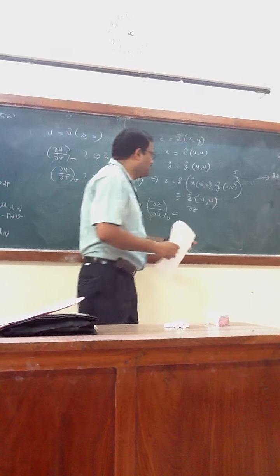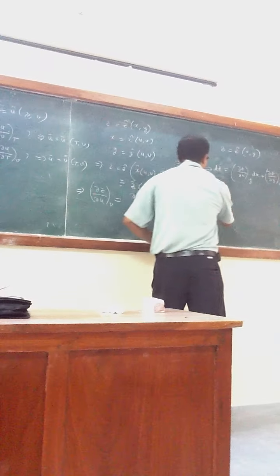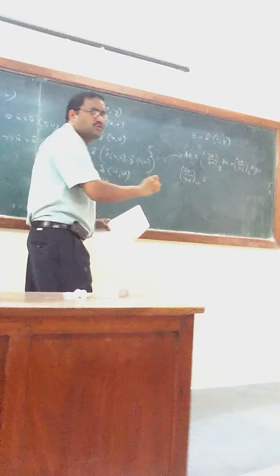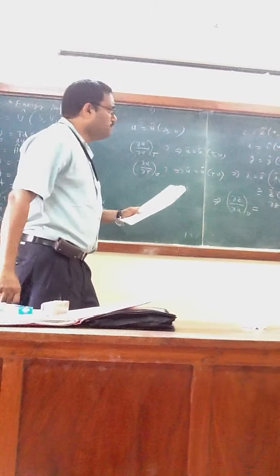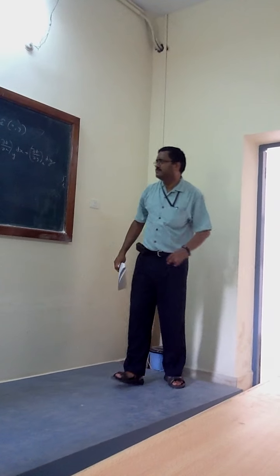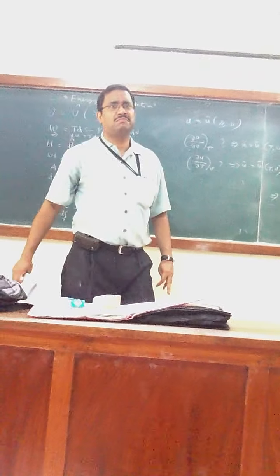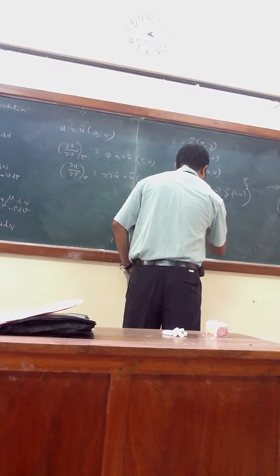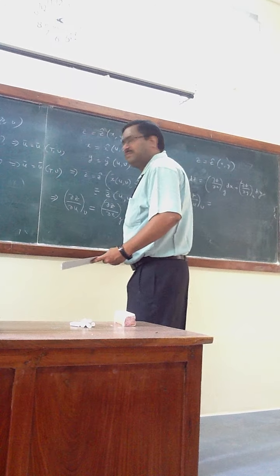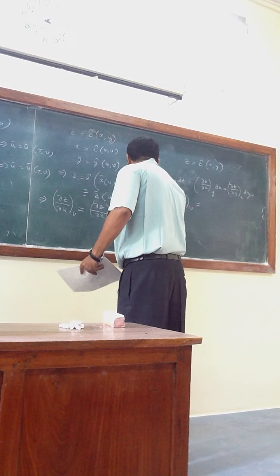∂z/∂u. I am taking ∂z/∂u, so it should be equal to... Very simple thing. ∂z/∂x, at constant y, times ∂x/∂u at constant v. You have to write what is constant, no? And then next, ∂x/∂u at constant v.